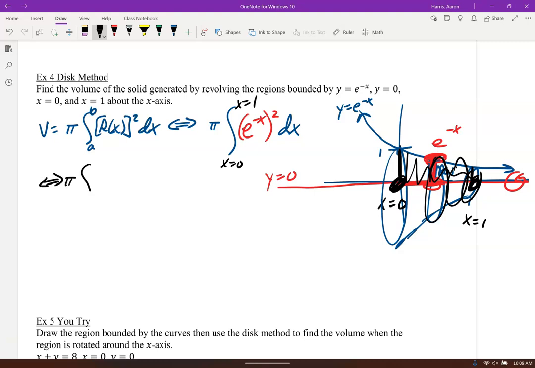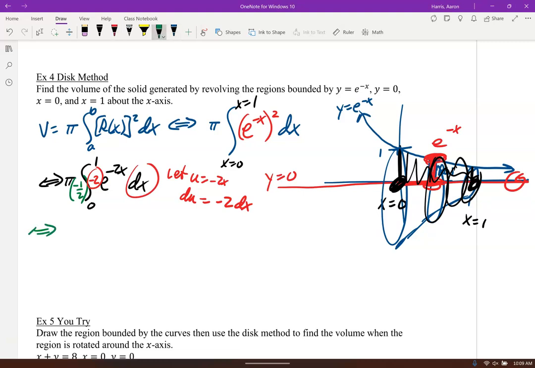So we got pi e to the negative 2x dx from 0 to 1. We're going to go ahead and let u be that negative 2x. So du is negative 2 dx. So I'm going to give it a negative 2, and I'm going to offset it with a negative 1/2 out front. So notice my negative 2 dx. There's my du.